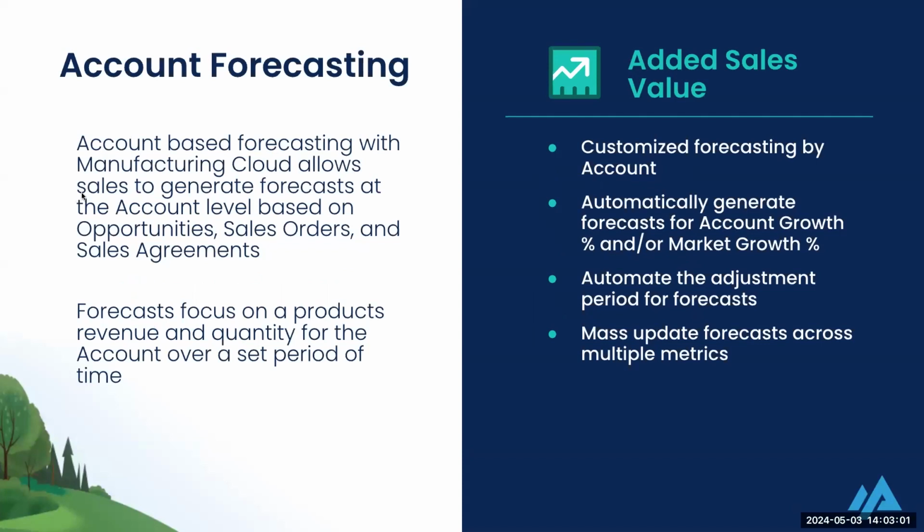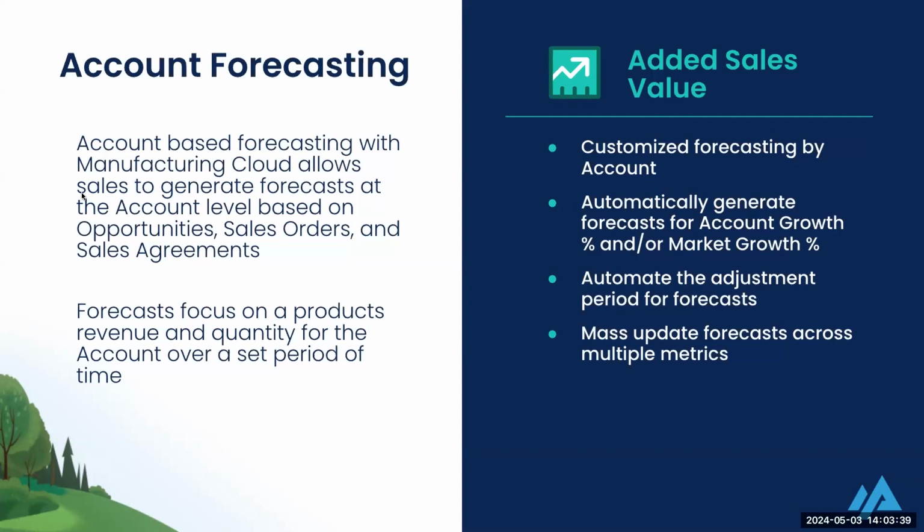The first one that we have is account forecasting. That is really exactly how it sounds. It's forecasting specifically on the account record itself. This allows you to set up targets, so sales goals for specific accounts, and you can configure them not only by the account but also by the product. So we want $10,000 for this account, and we want that split over these three products, something along those lines. When you generate those forecasts, this is going to utilize opportunities, sales orders, and sales agreements if you ever decide to utilize sales agreements.